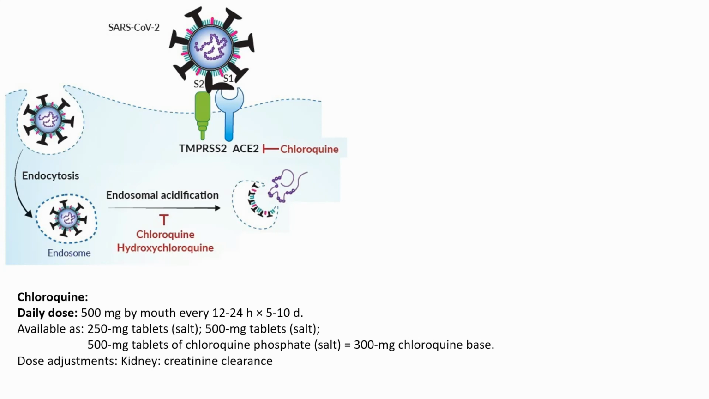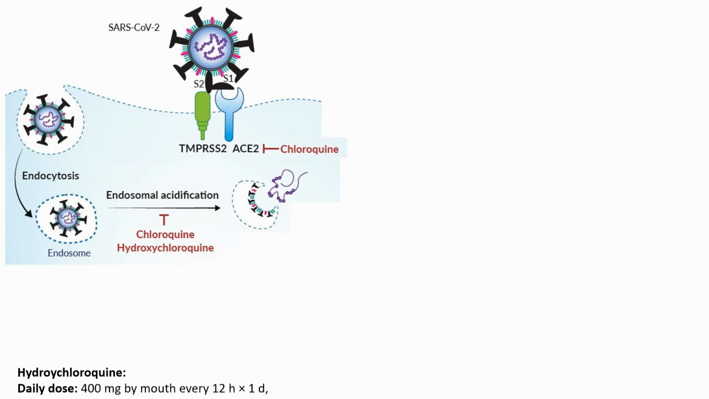Normally for chloroquine we use a daily dose around 500 milligrams by mouth every 12 or 24 hours. We can find these drugs in 250 milligram or 500 milligram tablets in the salt form, but sometimes we find 500 milligram tablets of chloroquine phosphate, which has 300 milligrams of chloroquine base. For the dose we have to consider the kidney function and check the creatinine clearance.